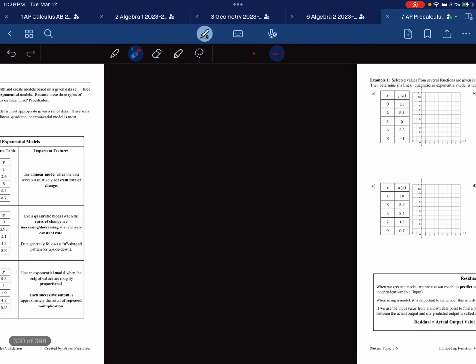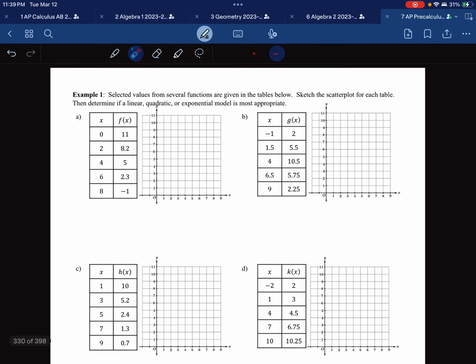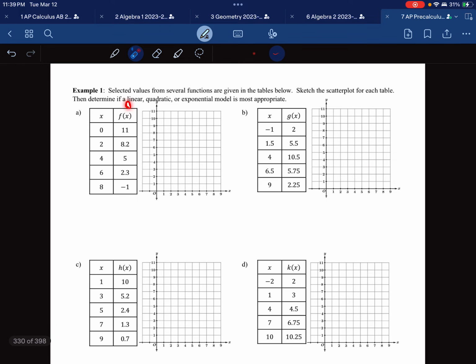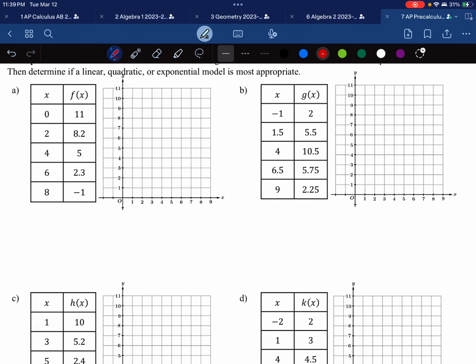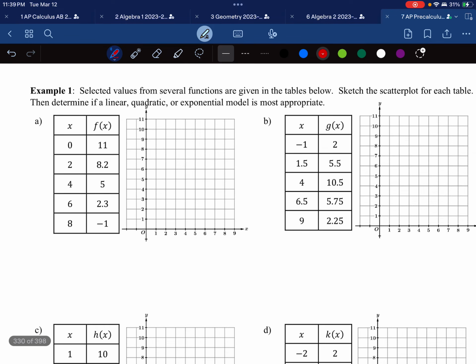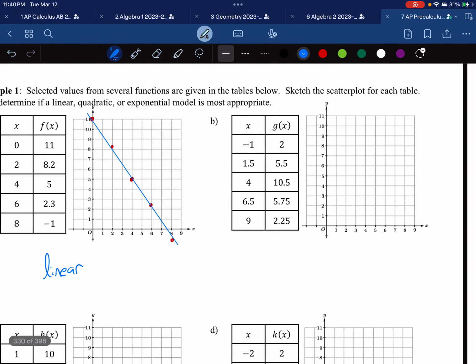All right, so moving on to trying to figure out which of these graphs is linear, quadratic, or exponential. We need to graph these points first, which takes a bit of time. I'm going to try to do this as fast as I can and as accurately as possible. I'm going to do (0, 11), (2, 8.2), (4, 5), (6, 2.3), (8, -1), and we can see that that kind of looks like a line. If I were to just draw that line right there, it looks pretty good. Therefore, it's linear, just judging on the shape.